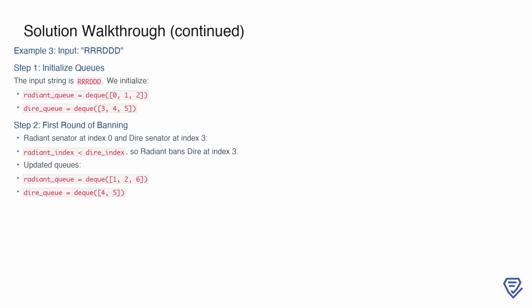For the input RRRDDD, we initialize the queues as follows. The radiant queue contains the indices of the 3 Rs, which are 0, 1, and 2, while the dire queue contains the indices of the 3 Ds, which are 3, 4, and 5.